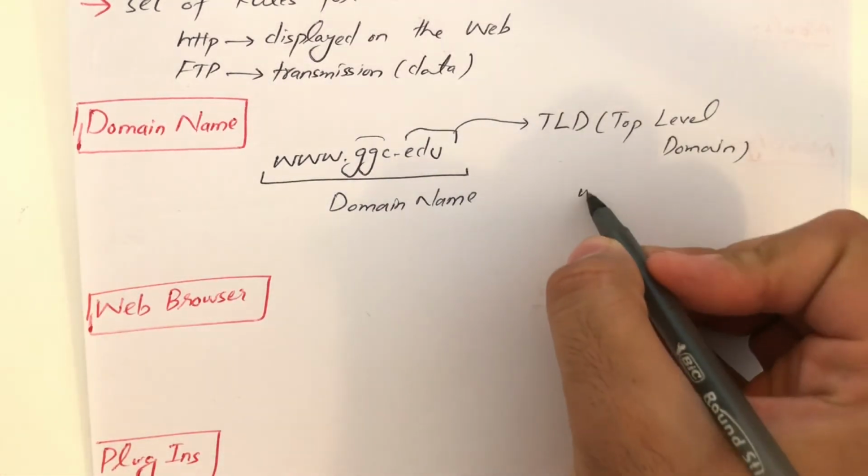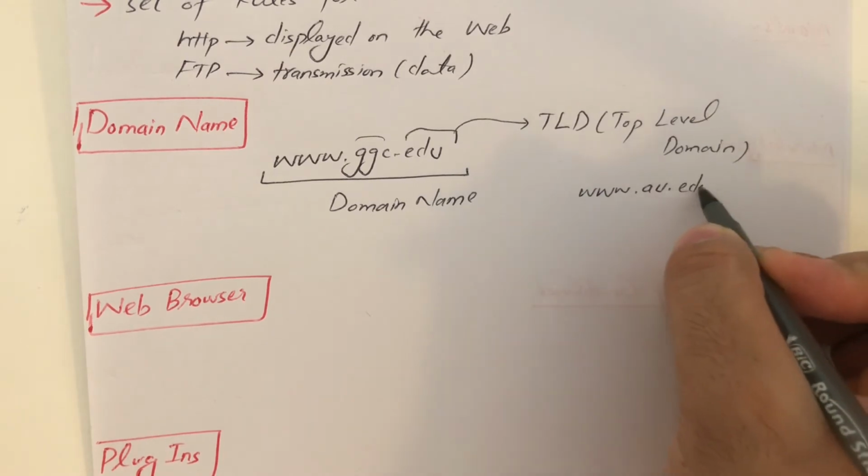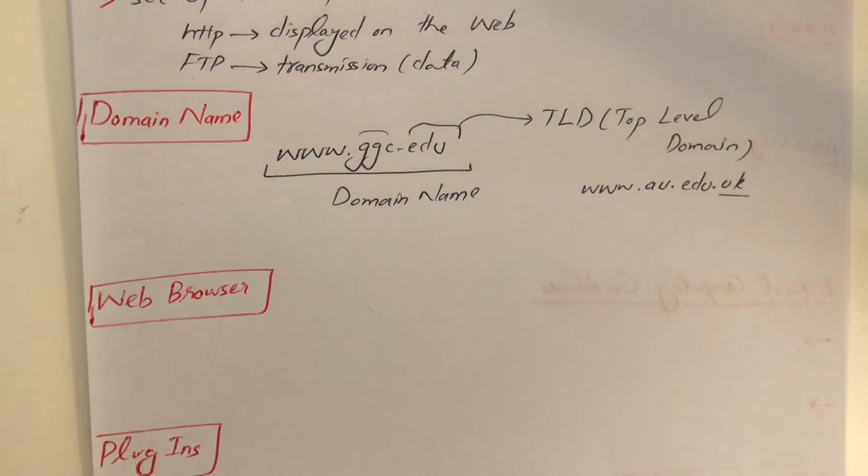Like you might have seen, for example, www.au. For example, edu. For example, uk. That defines the country where that server is located.